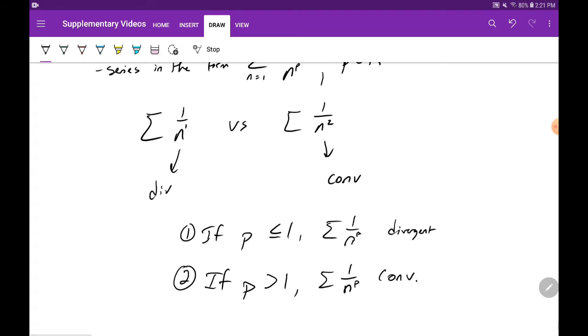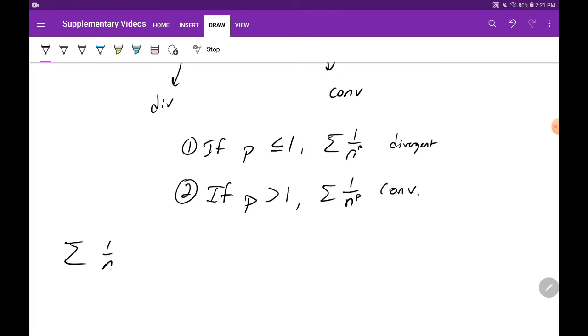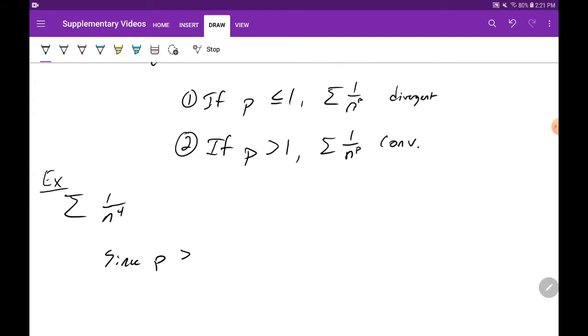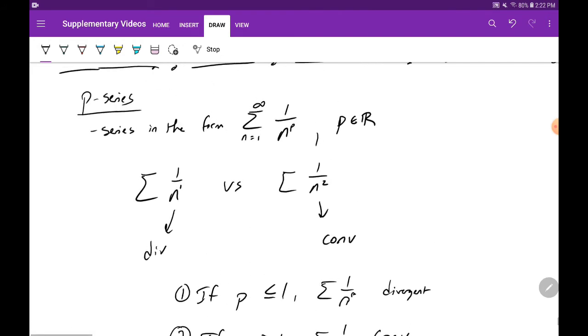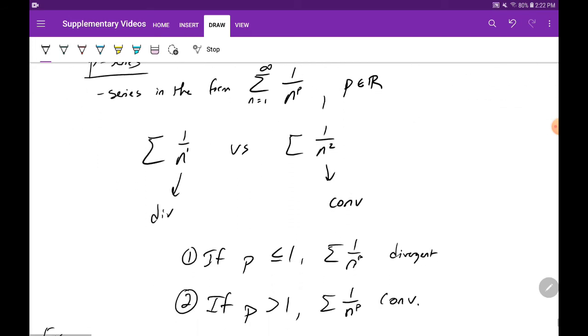So what does this mean? I can just say straight up, if I have 1 over n to the 4th power, there's a really quick example. I can just say, since p is greater than 1, the sum of 1 over n to the 4th is convergent. How do I know? By P series. That's it. These problems are nice, fast, and simple. And what's really cool is you use the integral test to get to this conclusion. I wish we had more time in class to talk about that stuff, but I want to talk about DCT. So that's pretty much it for P series.